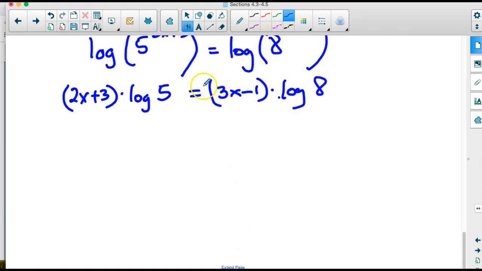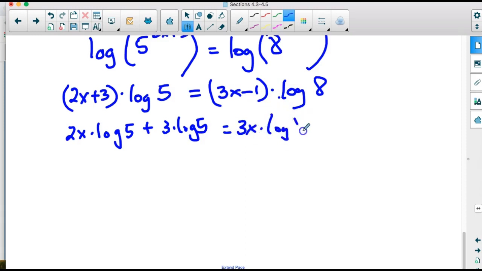So what we need to do here is distribute. I'm not going to use a calculator till the end. So we have 2x times log 5, plus 3 times log 5. Because that's what I do, I distribute this over that. And I have a similar distributive property on the other side, 3x times log 8 minus log 8. Now I want to move all my x's to one side and all my non-x's to the other side so I can solve for x.